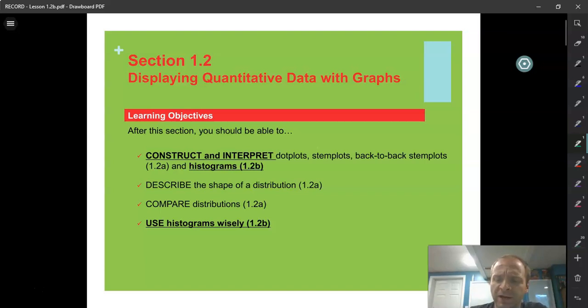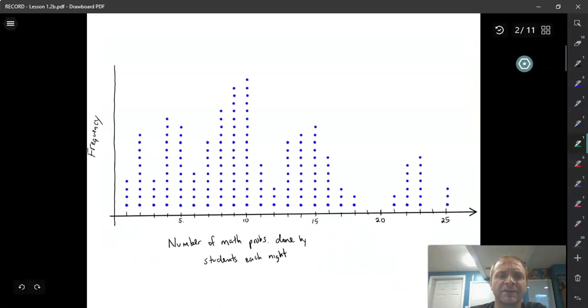Back in the 1.2 part A, you examined dot plots. And so right here is a dot plot. It looks at the number of math problems done each night by students, and you have the frequency. Now, when I look at this dot plot, I see just a lot of dots. There's a lot of values in this quantitative variable. So to analyze it a little bit better, it might help us to group them together.